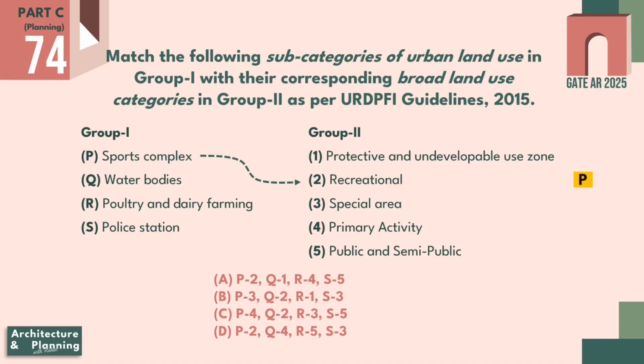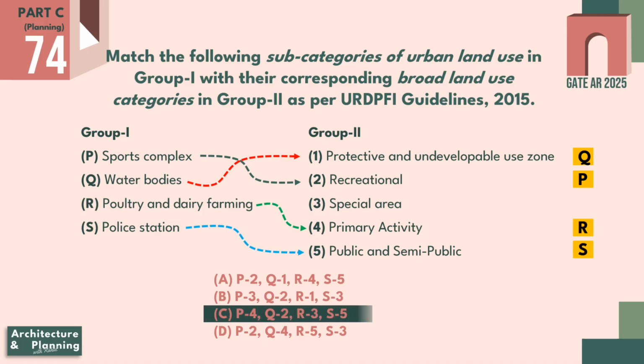Q is water bodies, which is a natural feature that needs to be preserved or protected. So it will come under protective and undevelopable use zone. R is poultry and dairy farming, which is a primary activity. And the last is police station, which comes under public and semi-public land use. Therefore, the correct answer of this question is option C.